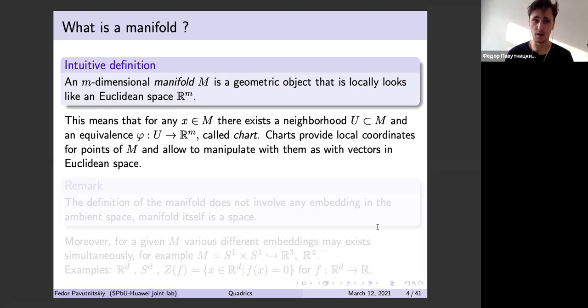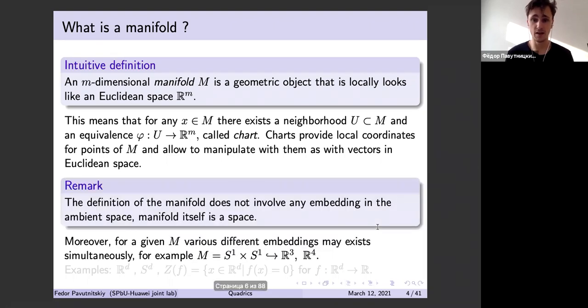But what is important, again informally, is that charts are just a way to provide coordinates for points. Although the points on the manifold are not vectors, locally we can think about them as vectors. And what do we mean by that? It means we provide new coordinates for these points. It is important to notice that in this definition, there is no mention of some ambient space where the manifold is embedded. So the manifold itself is a space.